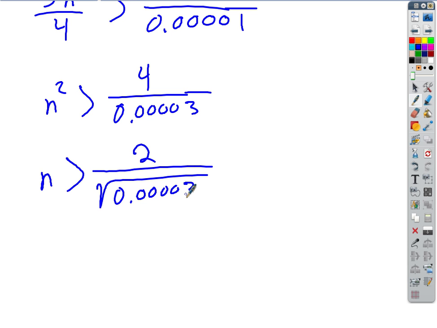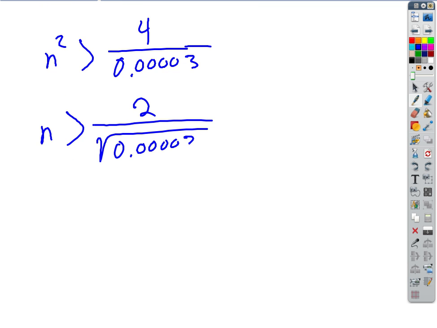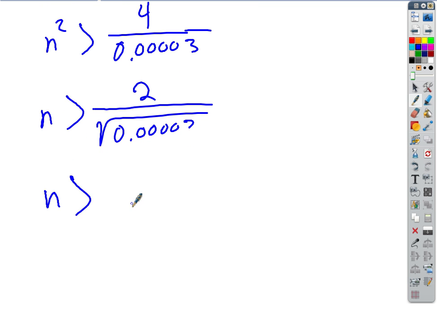That's fine. Okay, so if we put that in our calculator, what do we get back? Why didn't you just rewrite the whole thing? We could. Square root of that whole thing. Square root of 4 divided by 0.00003. Okay, here's what I get back: n is greater than 365.148, and so on. Okay?